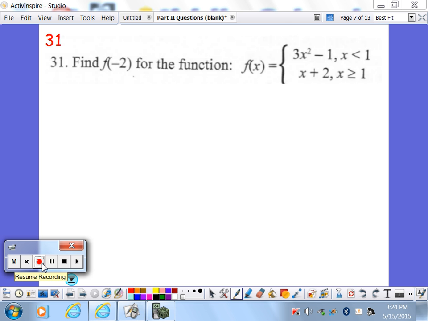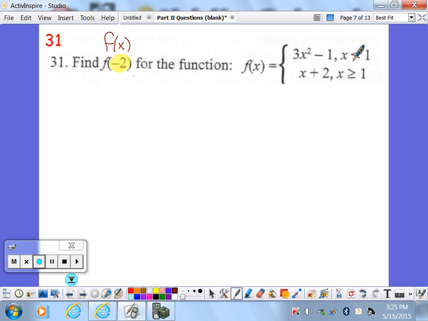Alright, number 31. Find f of negative 2 for the function. And with this function f of x, I see that they have given me two different pieces. So let's think about this. F of negative 2. Negative 2 is taking the place of what would normally be the letter x. Remember, x is standing for my input. So I need to input negative 2 into one of these expressions over here.